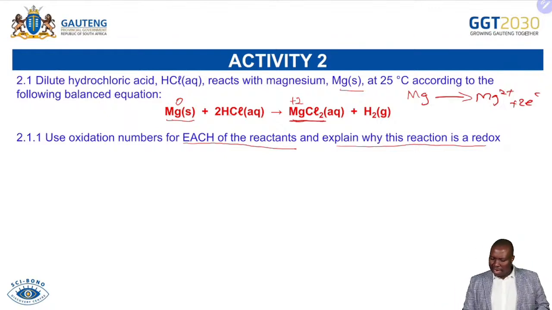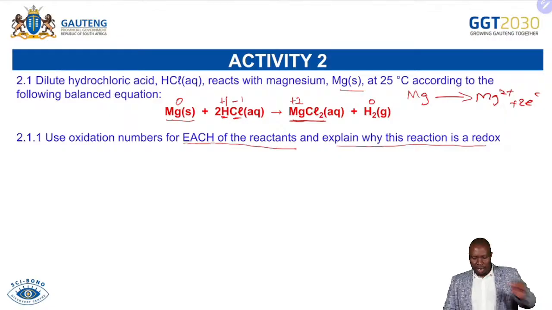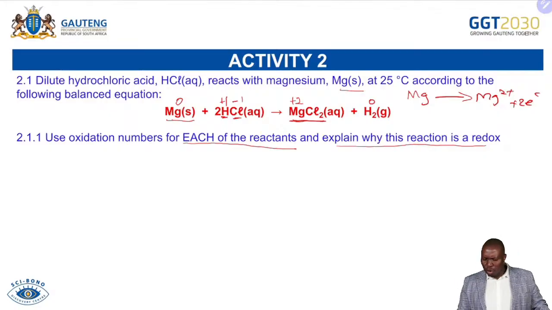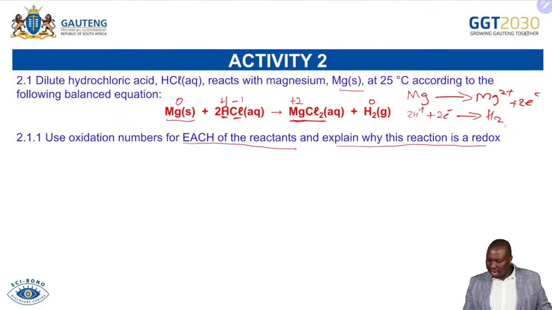Let's look now at hydrogen. Hydrogen was +1 here. Chlorine was -1. Remember, hydrogen is a group 1 element. Chlorine is group 17, which is -1. So you are able to see that hydrogen is +1, and hydrogen together with itself, all our diatomic molecules, they have oxidation number of 0. So you can see that it's from +1 hydrogen to 0. So we're having 2H+ that is gaining electrons to form hydrogen gas. So definitely, this is a redox reaction.